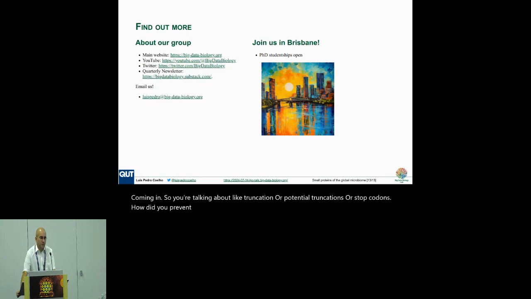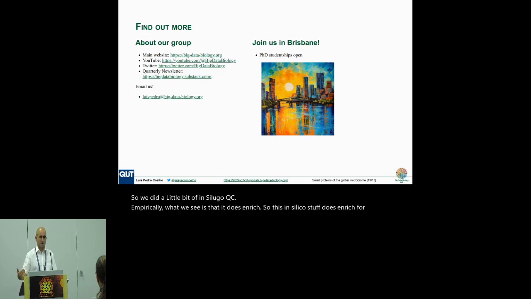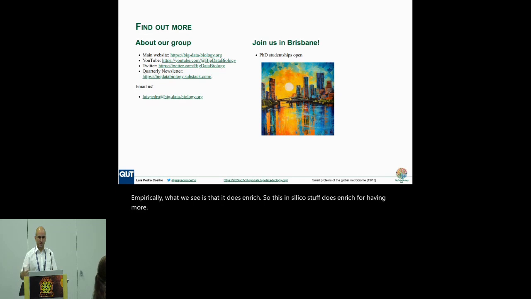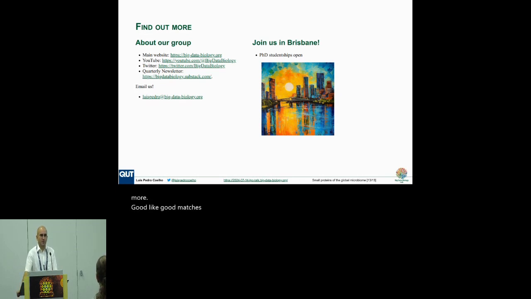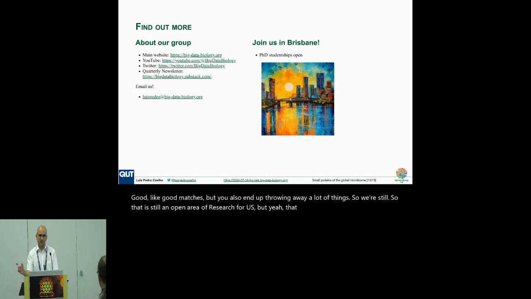So one thing we've done is, if in the config you have an upstream stop that's in frame, that probably means that you're at least not in the middle of a gene. So we did a little bit of in silico QC. Empirically, what we see is that it does enrich. So this in silico stuff does enrich for having more good matches. But you also end up throwing away a lot of things. So that is still an open area of research for us. But yeah, that specific question, you can look for in frame stops.